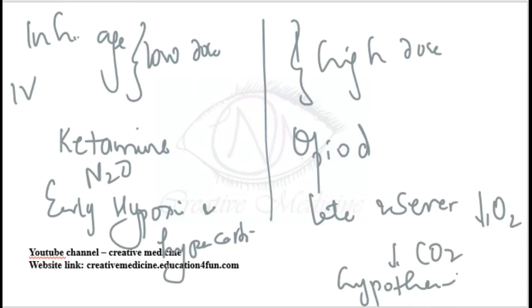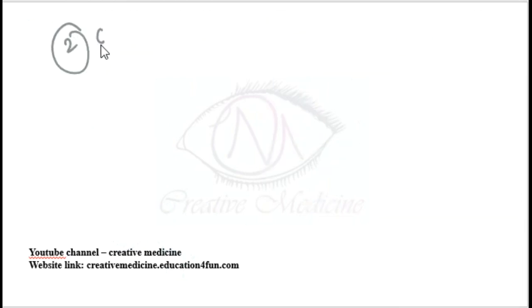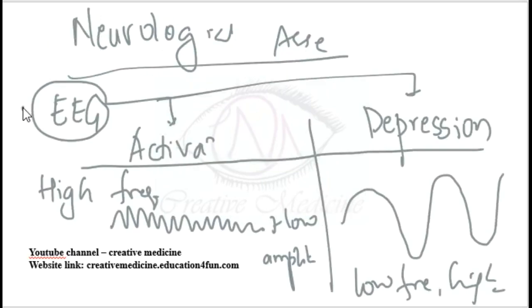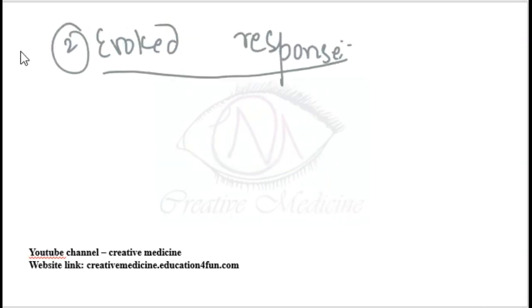Second neurological assessment is evoked responses. Neurological assessment is of two types. One, it is done by EEG. Second, it is done by evoked responses.